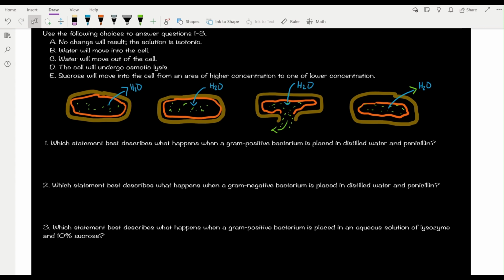We need to go back to the options and know what isotonic is, what osmotic lysis is, and understanding the other options. So first things first is isotonic. What is it? It is the no net movement of water. B, we have water will move into the cell. So we have a picture here, number 2, that water is going into the cell, and that is hypotonic.